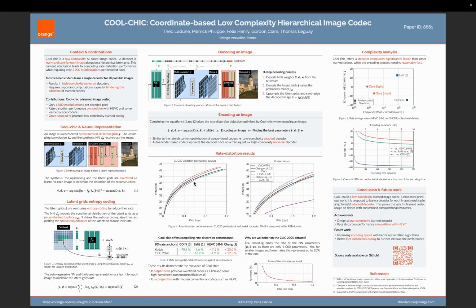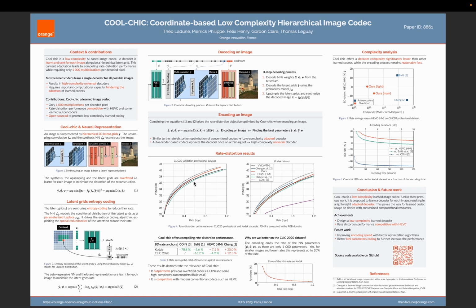Hello, welcome to this short presentation of COOL-CHIC, a low-complexity learning-based image codec. COOL-CHIC is an algorithm which compresses images, and its main idea is to learn one decoder for each image to compress. This is quite different from what's usually done in the literature, where people tend to learn one autoencoder on a big training set.